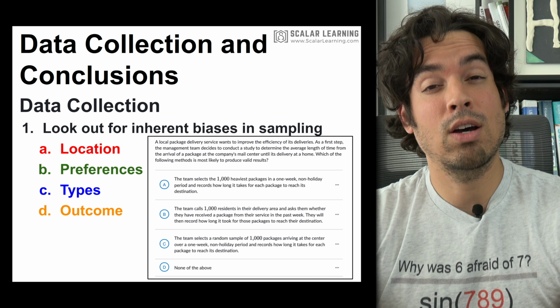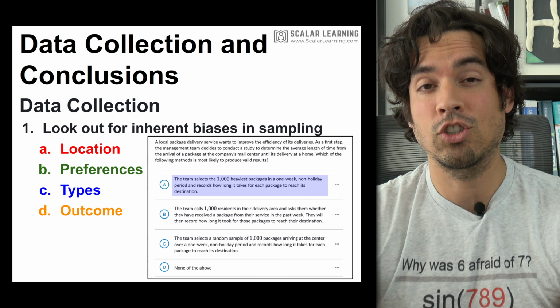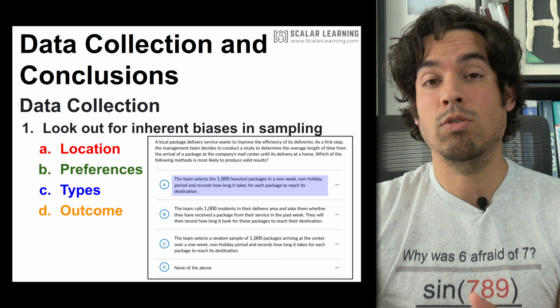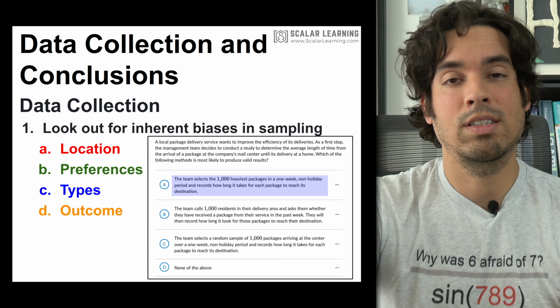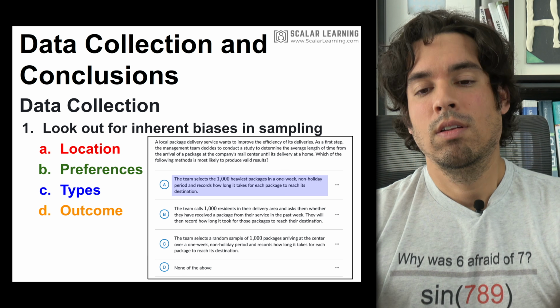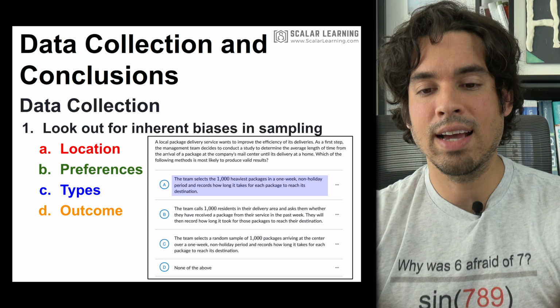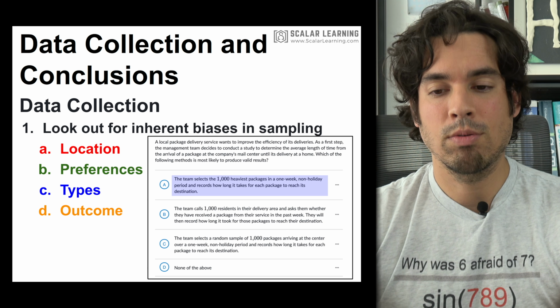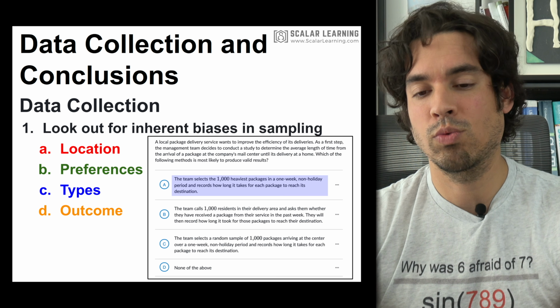Why select the 1,000 heaviest? That doesn't make sense. Now we're biasing by types of packages. Because maybe heavier packages take longer, maybe they don't, maybe they're delivered faster, but whatever is the case, you're introducing some bias that's going to skew the results. Next, with option B, it says the team calls 1,000 residents in their delivery area and asks them whether they have received a package from their service in the past week. They will then record how long it took for those packages to reach their destination.